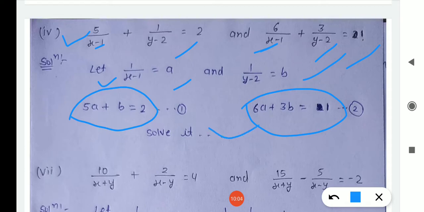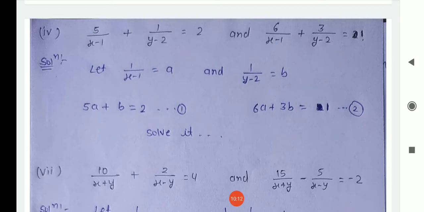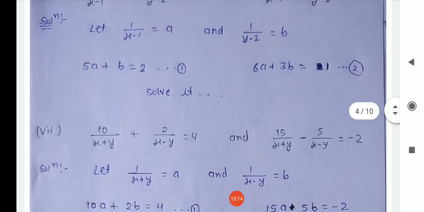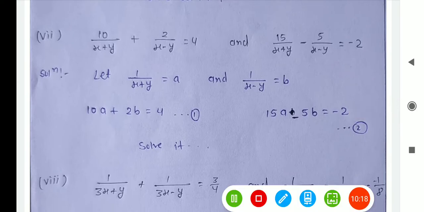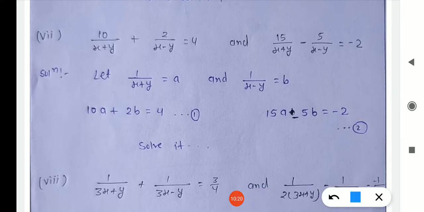Now using the elimination method, first solve for the values of a and b, then put them here to find the values of x and y. So this is your homework. Also question number 7 and 8 is your homework.